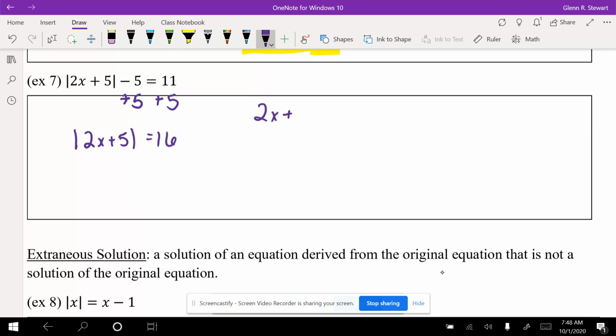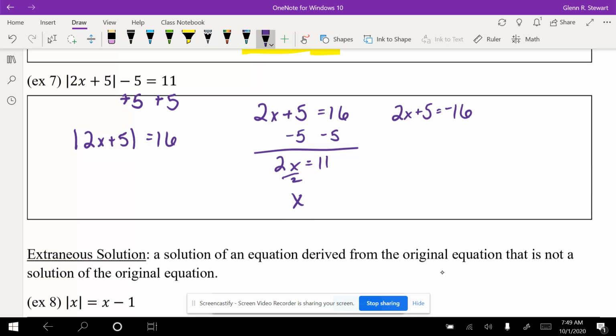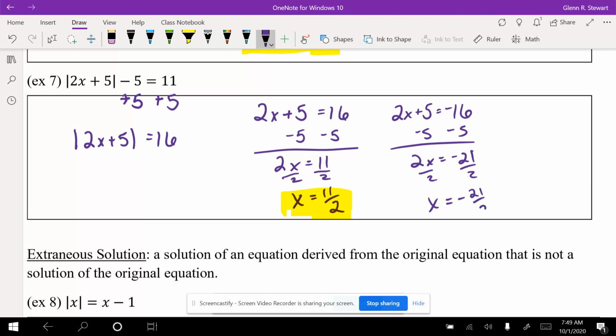Now the absolute value has nothing outside of it. 2x plus 5 equals 16. 2x plus 5 equals negative 16. For the positive 5, subtract 5 and divide by 2. X is equal to 11 halves. And then subtract 5 here. 2x is equal to negative 21. Divide by 2. And x is equal to negative 21 over 2.